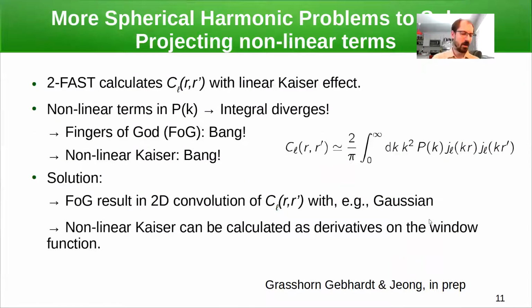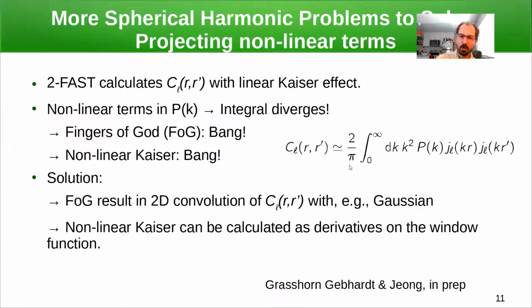So anyway, that solves the problem of actually projecting the power spectrum into spherical harmonic space. And the way we set up the algorithm, it also works great for the linear Kaiser effect. But the next problem now is, what about nonlinear terms? What about fingers of God? What about nonlinear Kaiser effect?